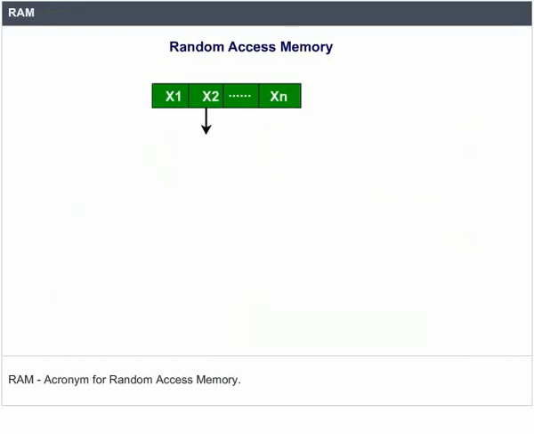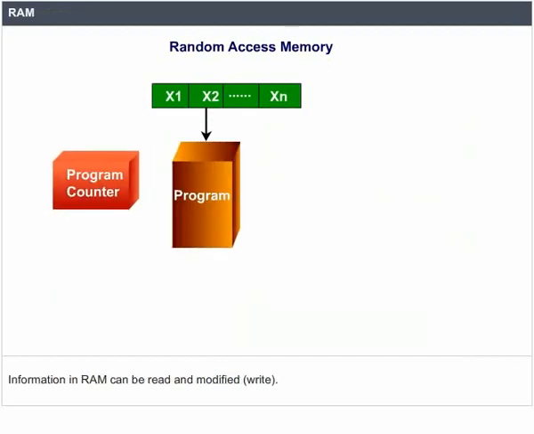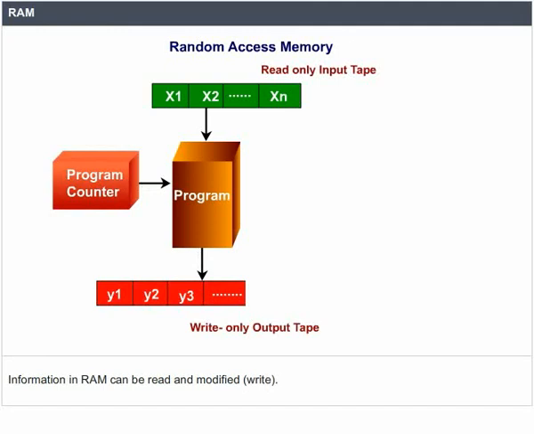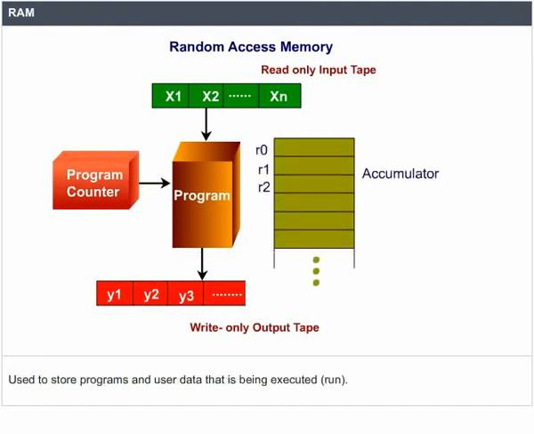RAM, an acronym for Random Access Memory. Information in RAM can be read and modified (written). It is used to store programs and user data that are being executed (run). It is a kind of volatile memory, that is, the content in RAM will be wiped out if the electricity supply is interrupted. It is relatively faster and can store up to some KB of information.